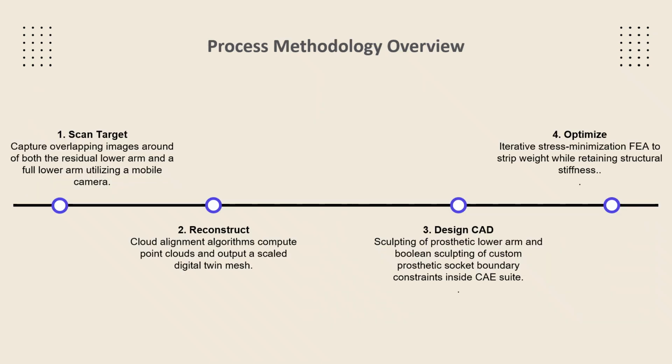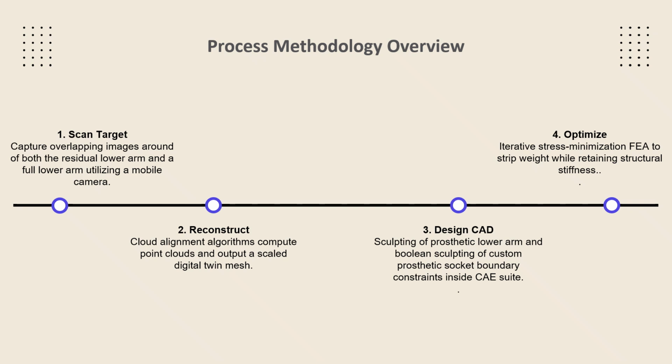The integrated 4-stage workflow, from physical anatomy to structurally optimized finished devices, is shown on the slide. The pipeline begins at step 1, the scan target, where we implement a systematic protocol for taking highly overlapping images of the patient's residual lower arm and a full lower arm with a standard mobile phone camera.